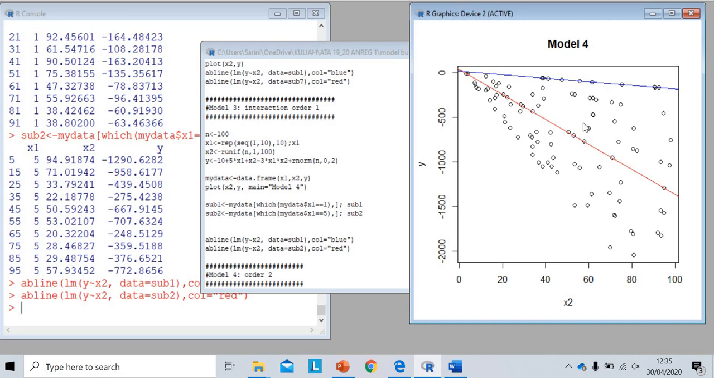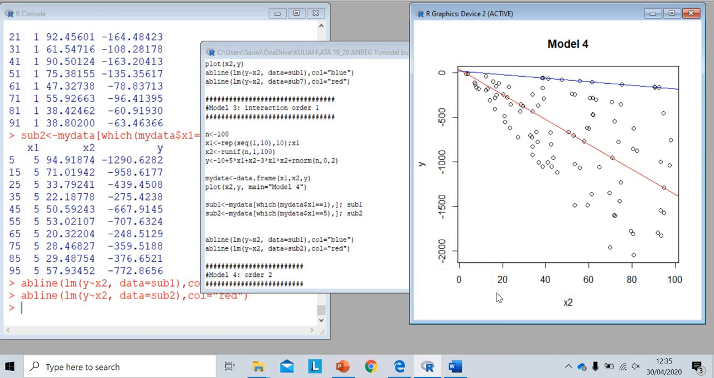So it means that in that case, we can say that there is an interaction between x1 and x2. Or geometrically, you see that the two lines are not parallel. In that case, there's an indication of an interaction.